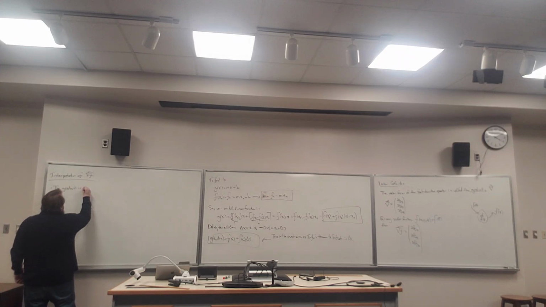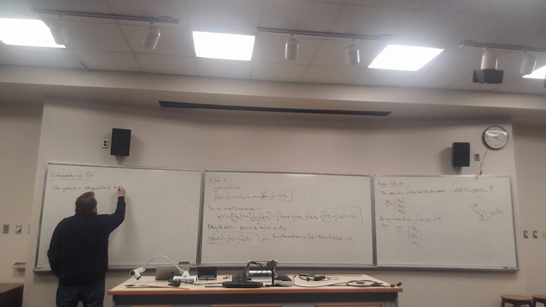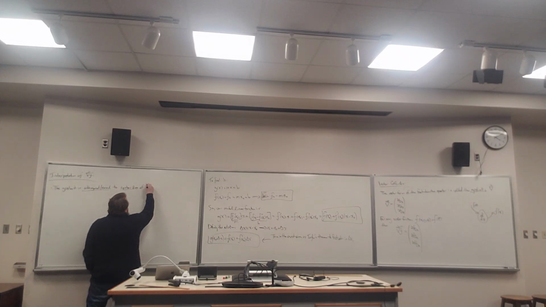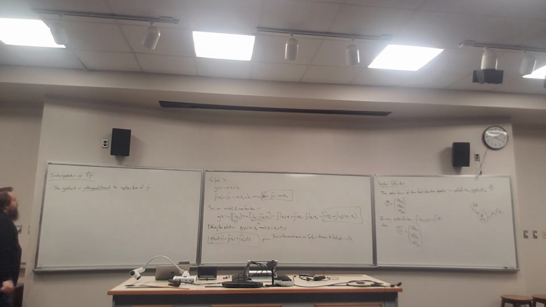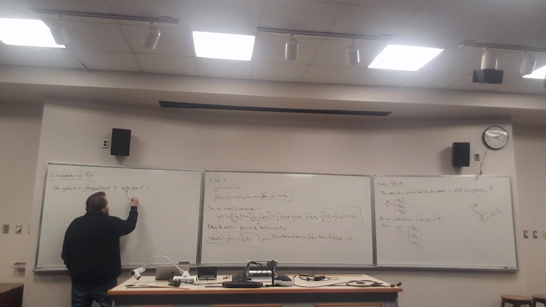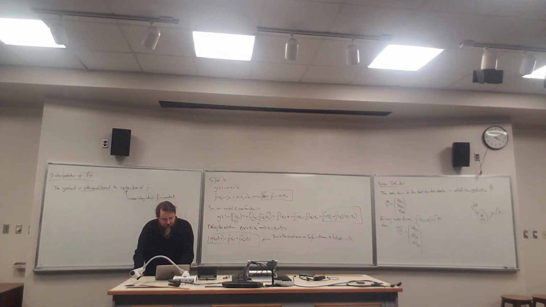The gradient is orthogonal, or normal, or perpendicular, to contour lines of f. By contour lines, I mean curves along which f equals a constant. This is probably easiest to see by example.